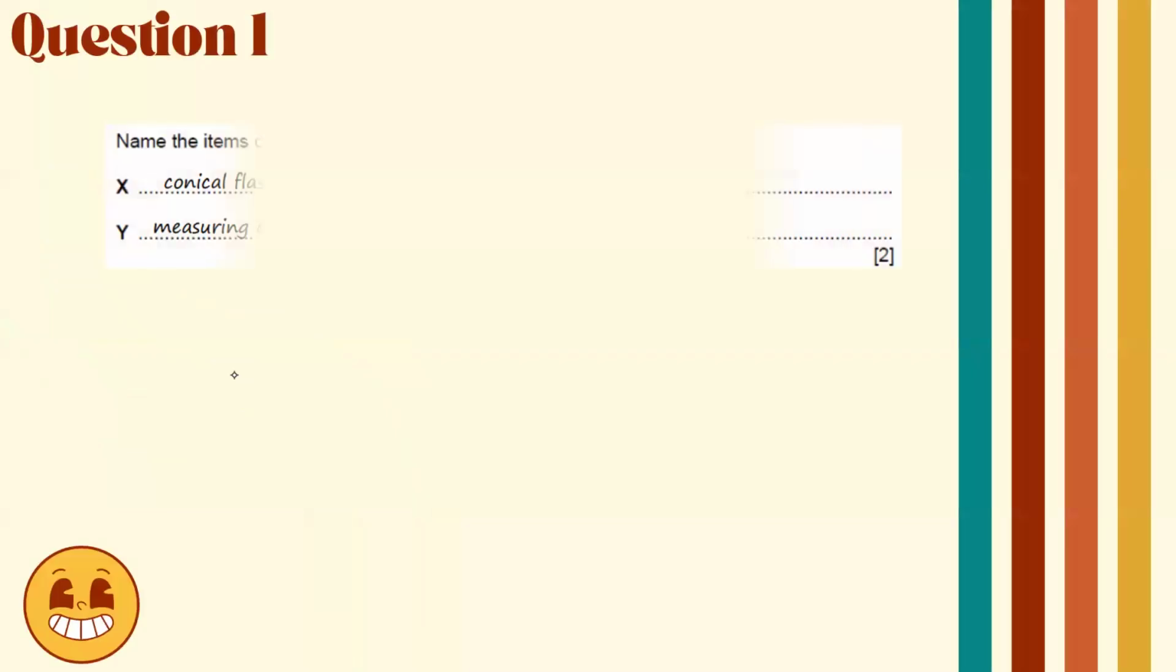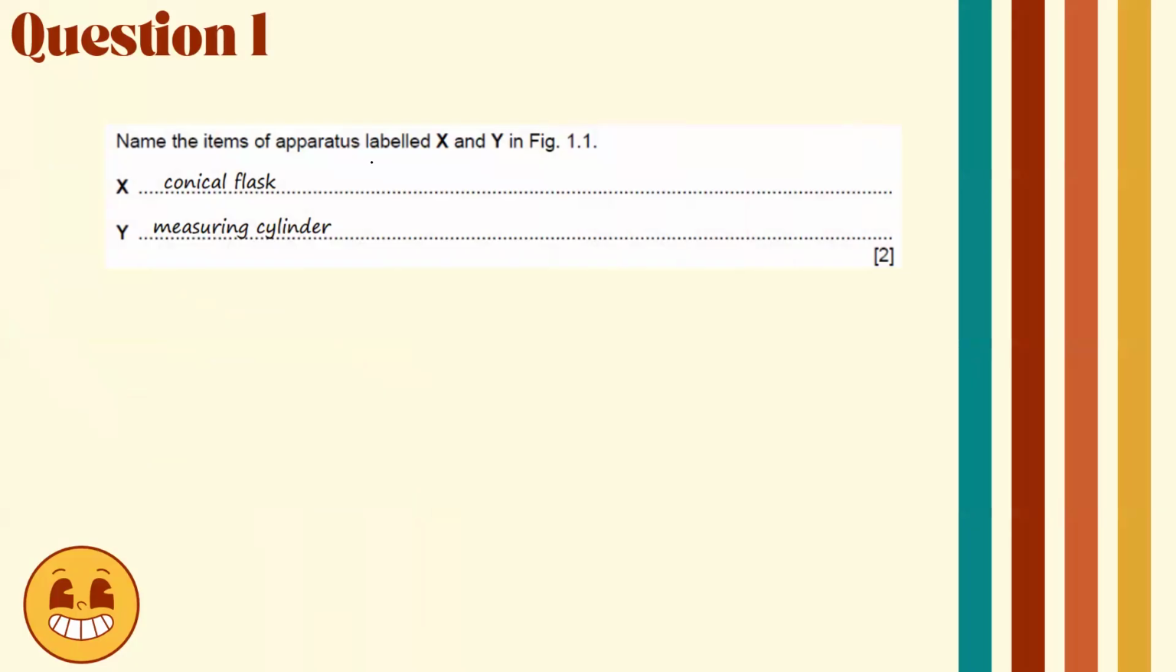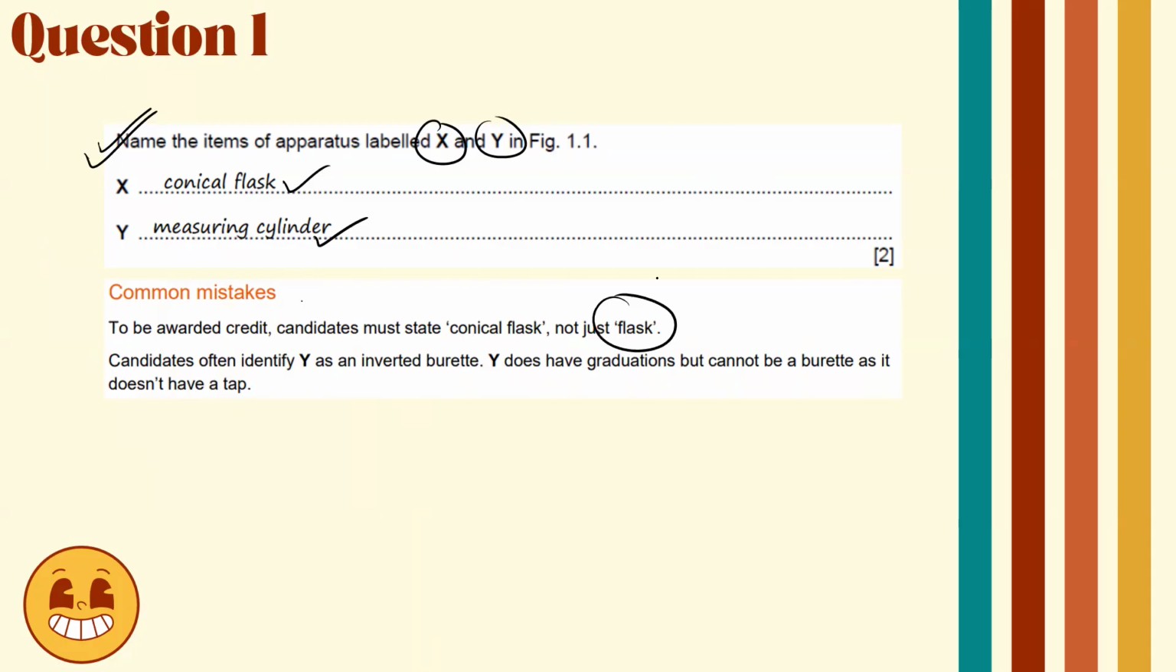Let's start. Question number 1. Name the items of apparatus labeled X and Y. This is a very common question in question number 1. They often give you different apparatuses, and you have to mention their names. But always remember to mention their full names. For example, a common mistake students make is they only write the flask. This is wrong, and you will not get the mark for this.